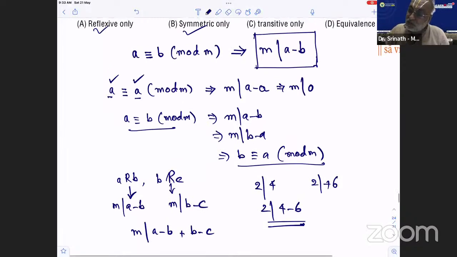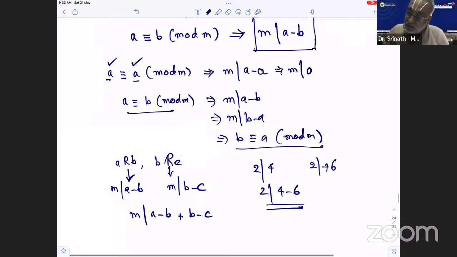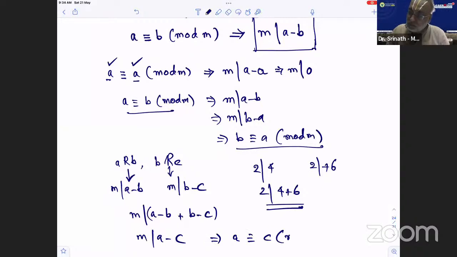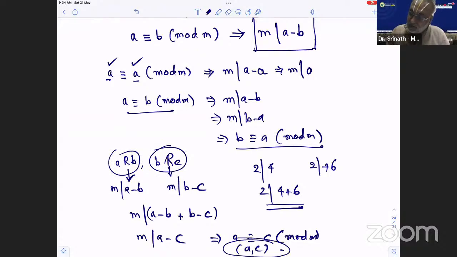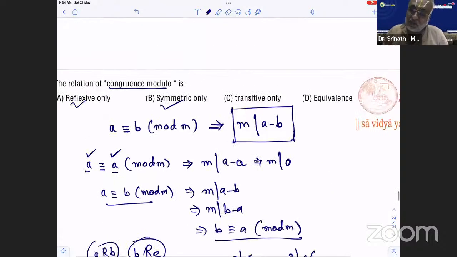See, if 2 divides 4 and 2 divides 6, 2 divides 4 plus 6 also. So, if M divides A minus B plus B minus C, that means M divides A minus C. That means A is congruent to C mod M. So, that means A and C are also related. So, whenever A is related to B and B is related to C, A is also related to C. Therefore, we can say that it is transitive.